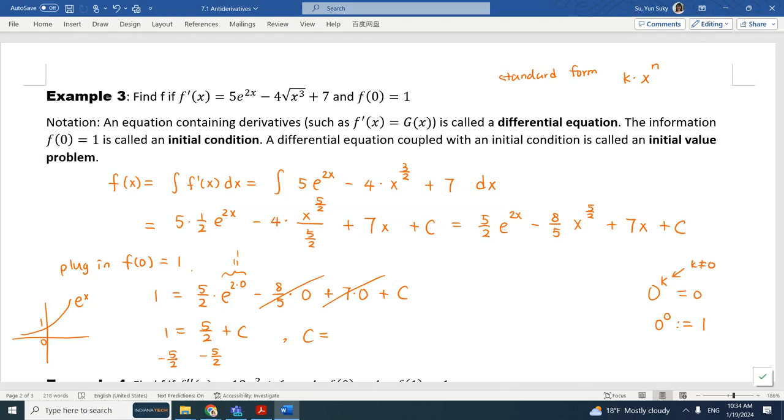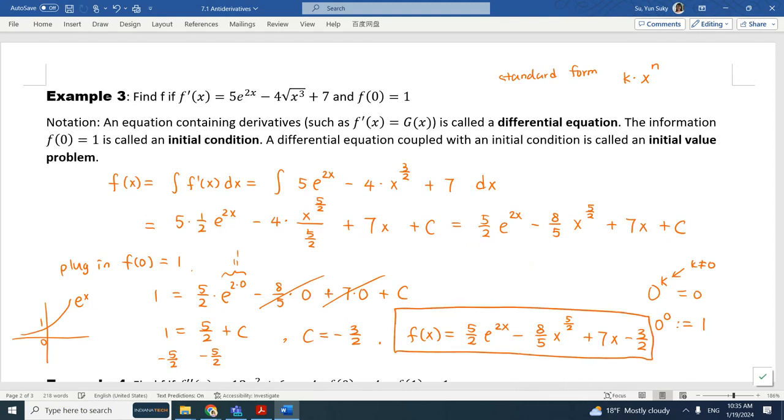Yeah, very good. C is negative 3 over 2. Good. So finally, our function. Copy down. So we copy this down here. 5 over 2 e to the 2x minus 8 over 5 x to the 5 over 2 plus 7x. Now my c is negative 3 over 2. So this is our final answer. Okay. That's the final answer.